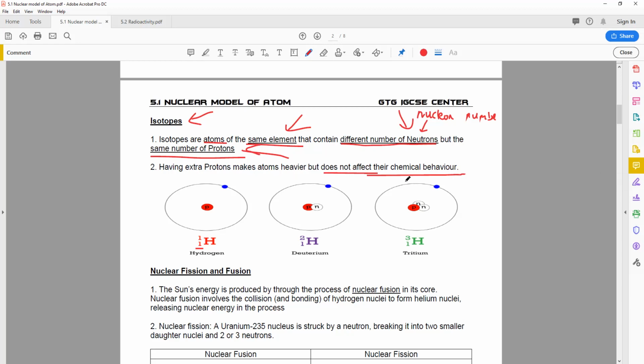In your exam, if you see the question has asked you to define what an isotope is, and you see there's only 2 marks, then this is good enough. If there's a 3rd mark, you better say they have the same chemical properties. Then it's good enough already. Okay, everyone? Anyone's got any questions from this part here?